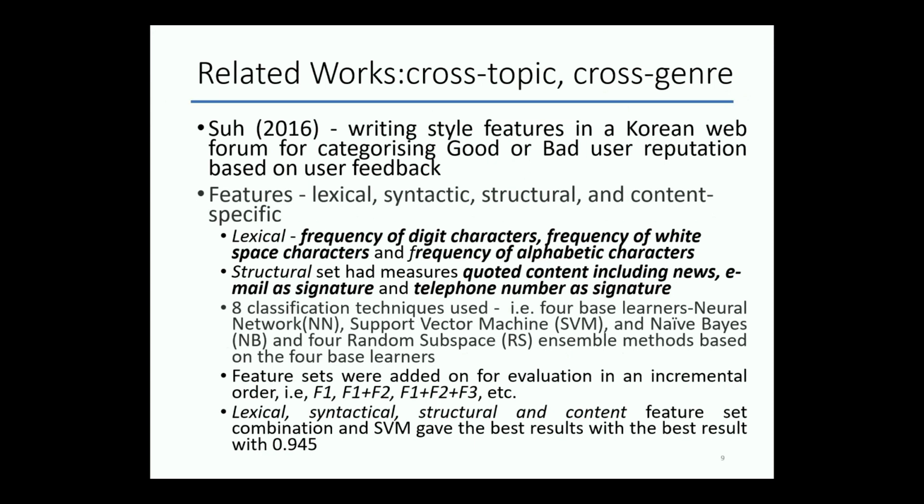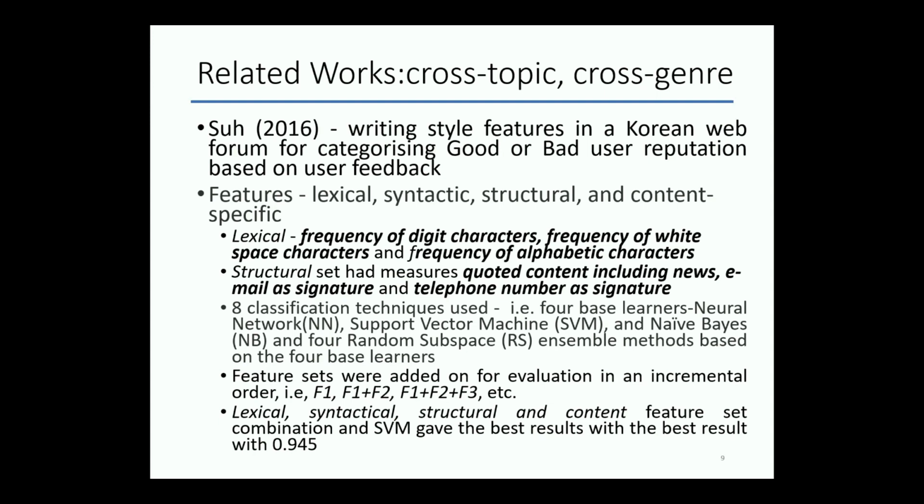So the authors who did this also looked at a variety of writing style features that they could use, and the features were from a variety of groups: lexical, syntactic, structural, and content-specific features. For lexical features, for example, for this author, Sue, in 2017, he looked at lexical features like frequency of digit characters, frequency of white space characters, and frequency of alphabetic characters. And then for structural set, they had measures that quoted content including use, email, and telephone.